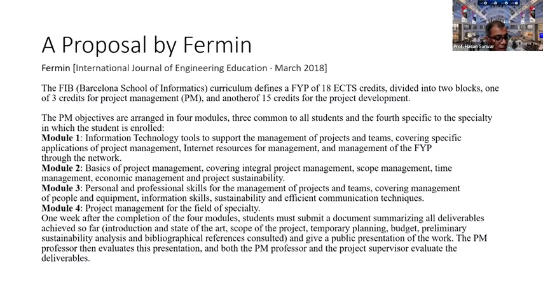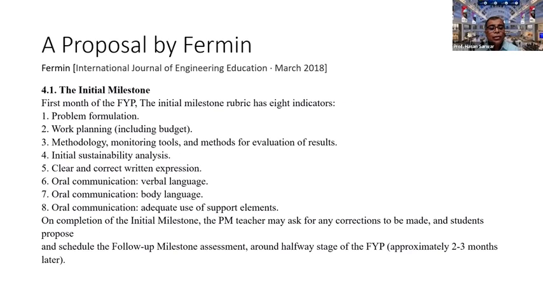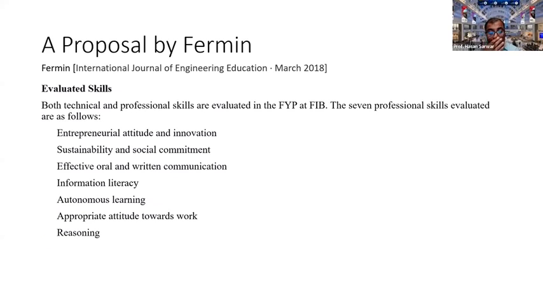So this happens for the first 3 credits of the FYP. And the skills that are evaluated are the technical and professional skills. These 7 professional skills are like entrepreneurial attitude and innovation, sustainability and social commitment, effective oral and written communication, information literacy, autonomous learning, appropriate attitude towards work, and reasoning. So these skills are evaluated, but how?